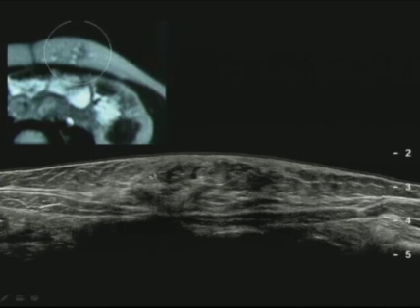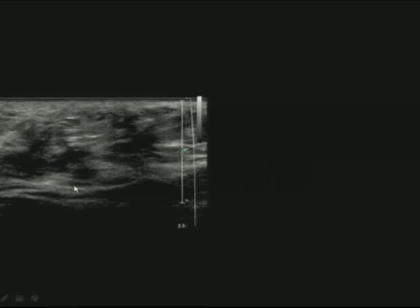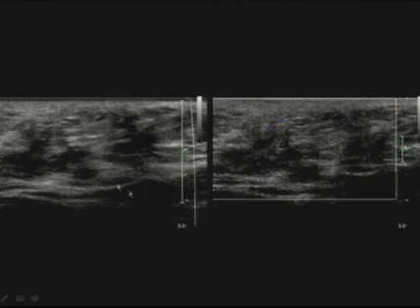So we can determine the extension of the lesion. This is normal area, but here we have altered echogenicity. Here we have the concentration of the lesion, and here we can observe poorly defined limits. This lesion is a lymphatic malformation, and the diagnostic is done with the help of Doppler. This is an aspect, and here we have no vascularization detected by using the color Doppler.